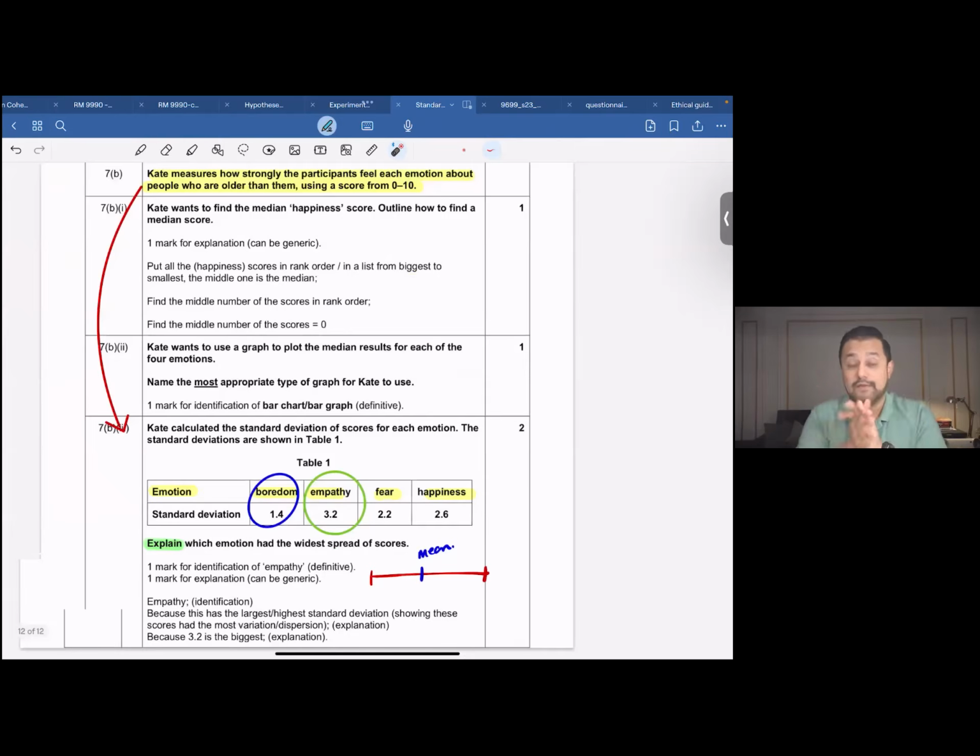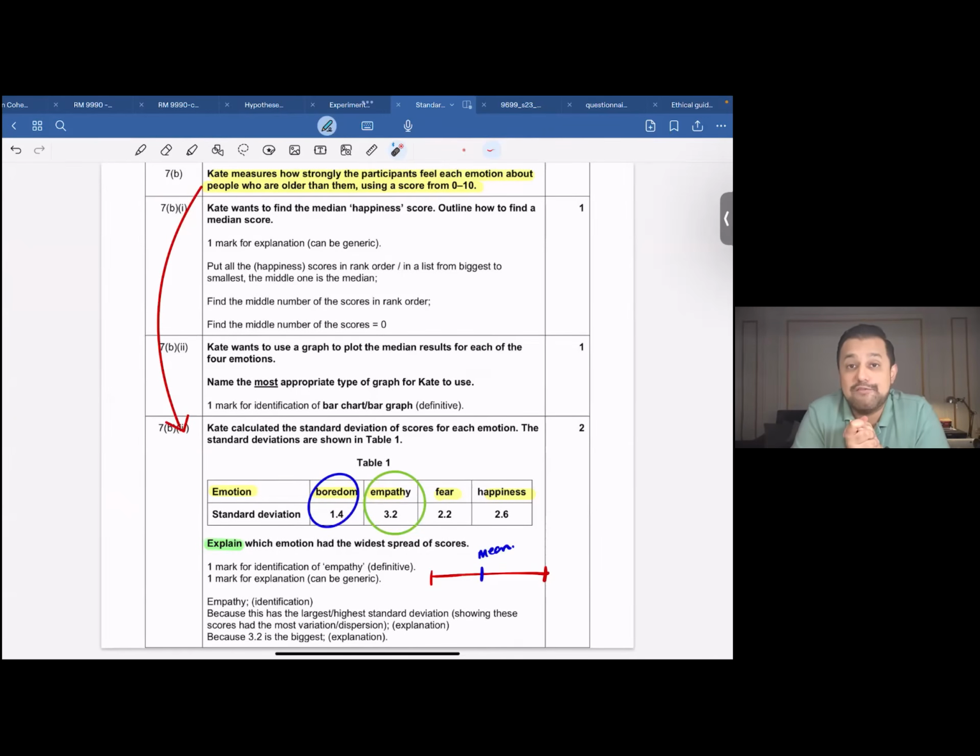So this is how simple it would be. Of course, standard deviation has a lot more than this, but if you know this, this is more than enough for you to not miss a mark on any question on standard deviation in your paper.